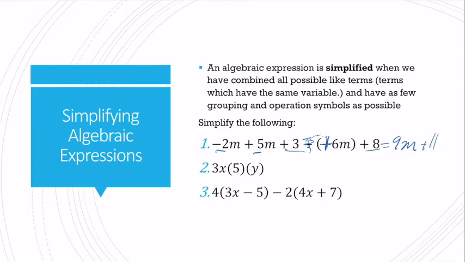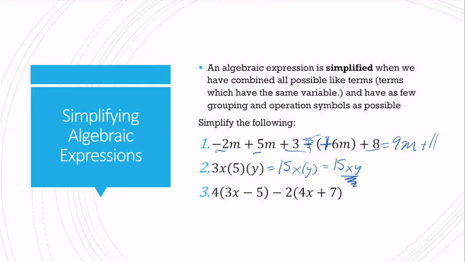Here I got to go ahead and distribute. 3x times 5 is 15x. 15x times y is 15xy. Keep in mind we typically write our variables alphabetically. It's easier to keep track of, and that's the mathematical standard that you'll want to use in your online homework.